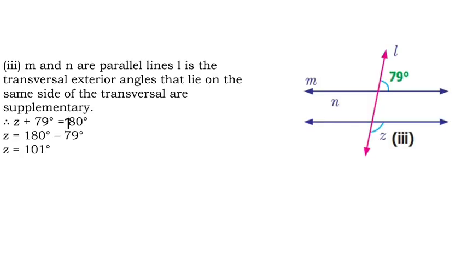Third Roman letter. M and N are parallel lines. L is the transversal. Exterior angles that lie on the same side of the transversal are supplementary. So therefore Z plus 79 degrees is equal to 180 degrees. Z is equal to 180 minus 79 degrees, which is equal to 101 degrees.